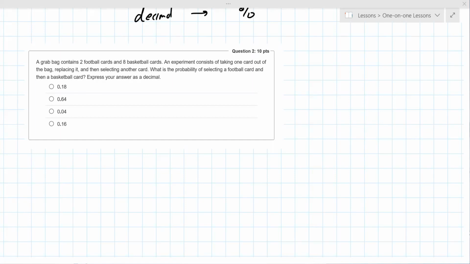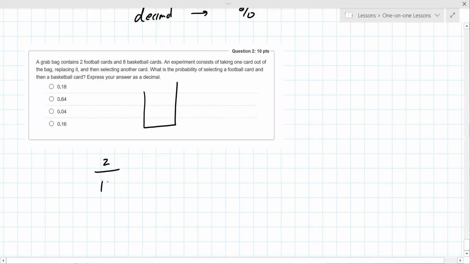I get 0.18. All right, that seems consistent, but we did this before, and we actually got the wrong answer. So this one's a replace. So what's the probability of selecting a football card? So there's 2 football cards out of 10, and 8 basketball cards out of 10.